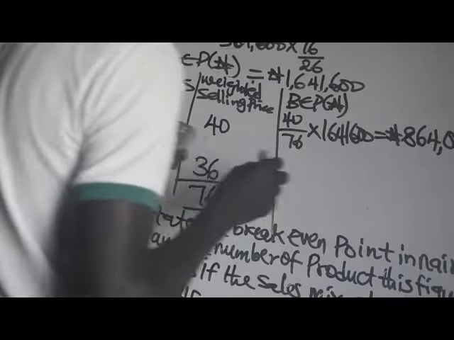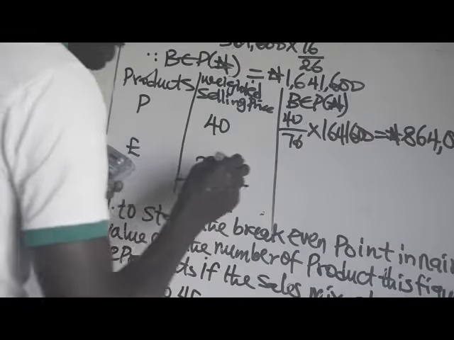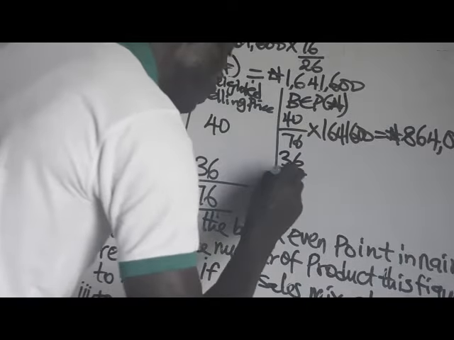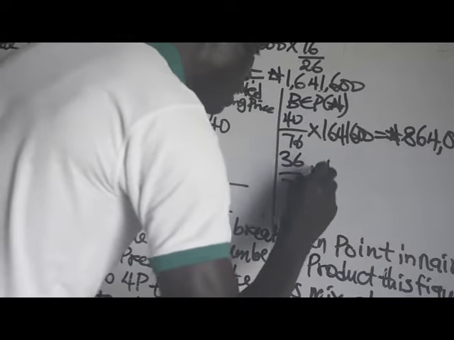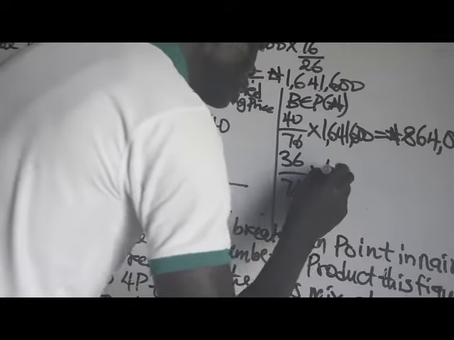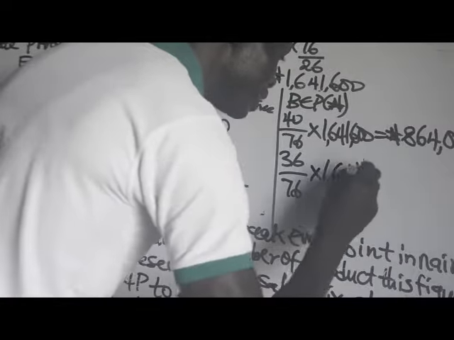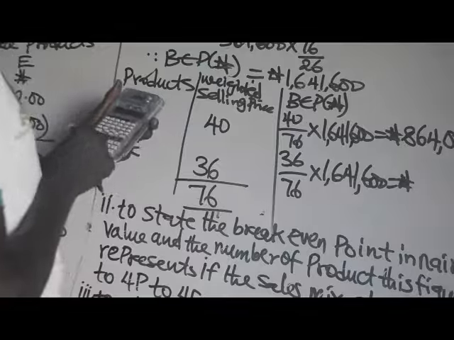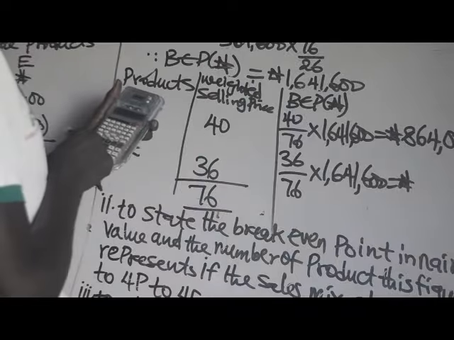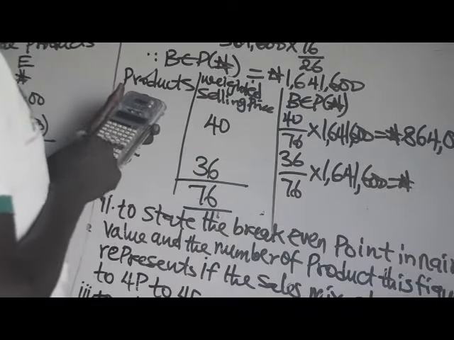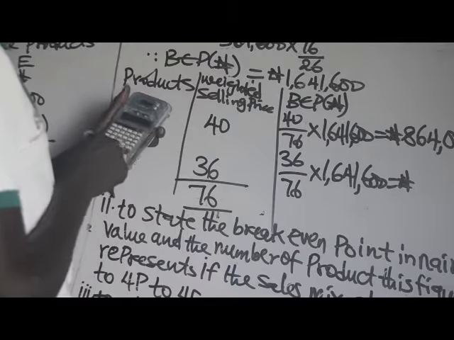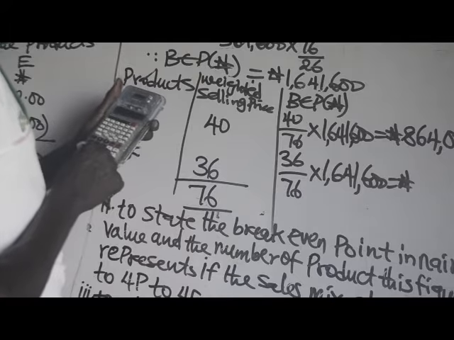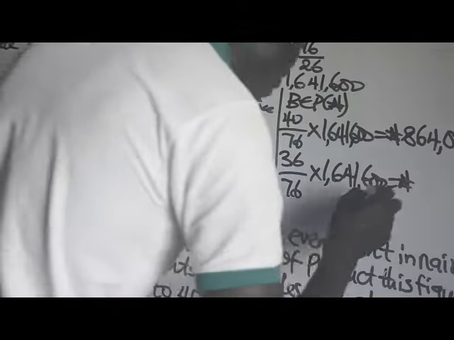While that of product E will be 36 over 76 times 1,641,600. That gives us 36 times 1,641,600 divided by 76. Then we have 777,600.